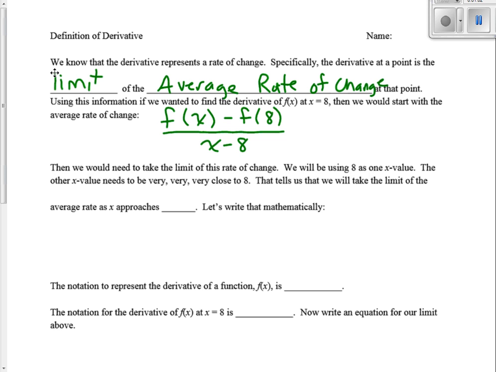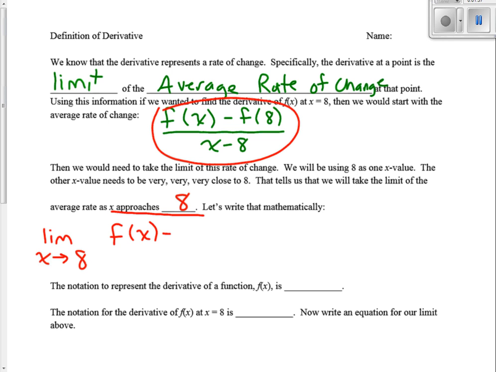So we want 8 to be one of our x values, and the other x value that we're using in this actual expression that we have for the rate of change needs to be very close to 8, which means we're actually taking the limit of this average rate of change. So we're going to take the limit of this average rate of change as x approaches 8. We want to get really, really close to 8. So to write that limit, we would have the limit as x approaches 8 of our average rate of change. And this is mathematically how we say, well, we're going to plug in values closer and closer and closer to 8.